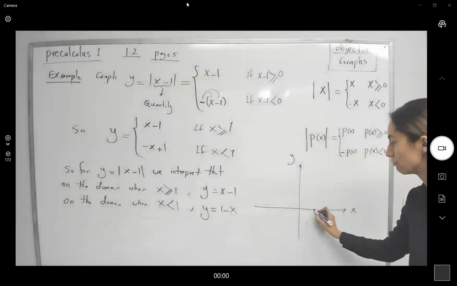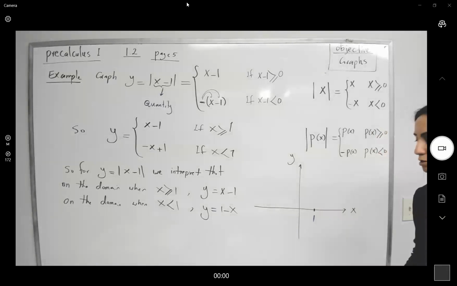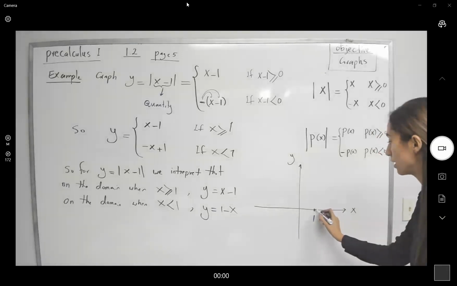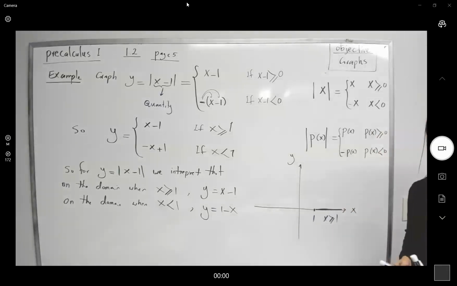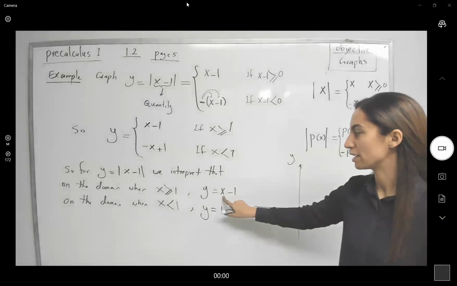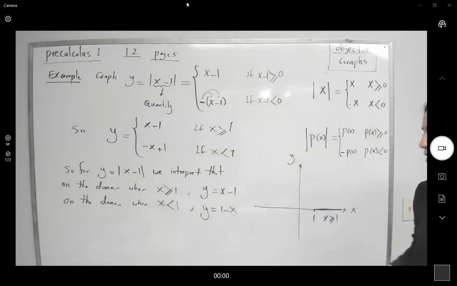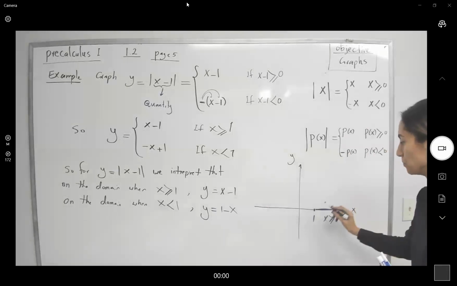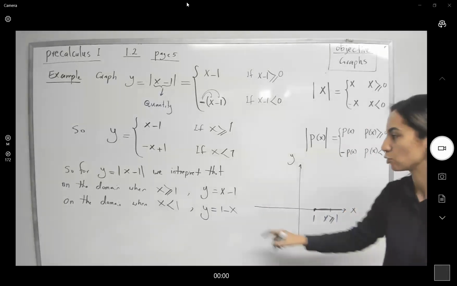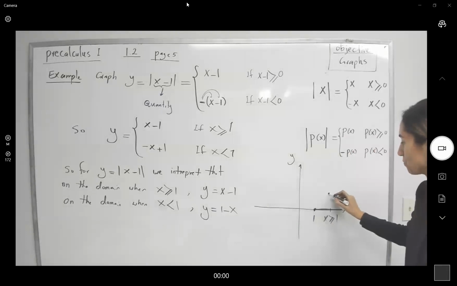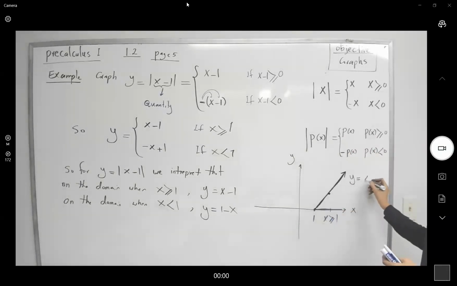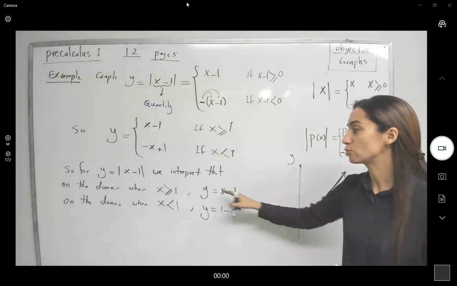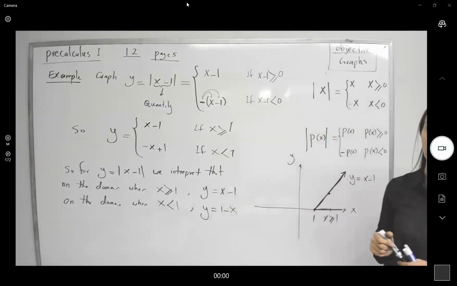So you need to find 1. Where is 1? 1 is here on the right-hand side of x-axis. On the right-hand side of 1, x is larger than or equal to 1. What is your y? Y is x minus 1. So if I plug in 1 here, I get 0. If I plug in, for example, 2 here, I get 1 back. So if I connect these 2 points, I have some part of the line y equals x minus 1 that I'm allowed to define on x larger than or equal to 1.